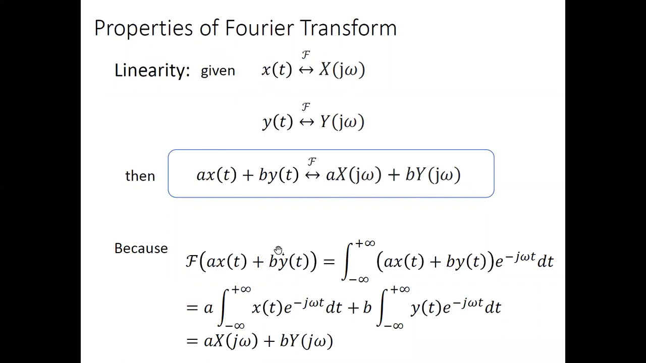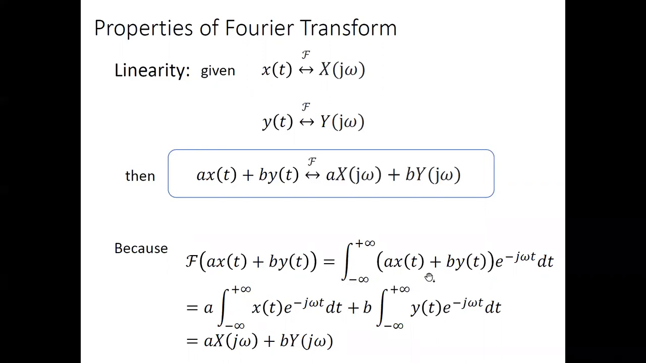Why does this property hold? It's actually quite straightforward. Because we are looking at the Fourier transform of this signal, just apply the standard definition, the standard formula for Fourier transform, multiply this signal with exponential minus j omega t, and integrate over time t. Because in this integral, we can separate them, we can extract the constants outside of the integral sign. So what we have is here. And this part, this integral with only x(t) inside, is the capital X of j omega, by the definition of Fourier transform. And similarly, the second term is b times capital Y of j omega, which gives our linearity property.